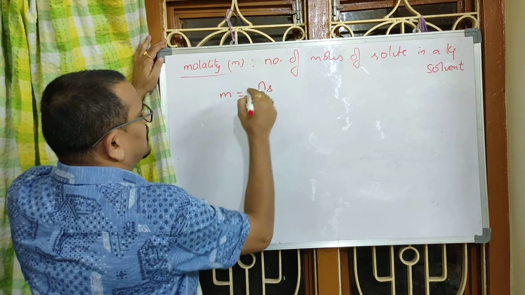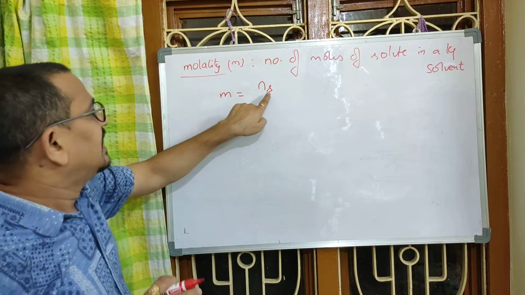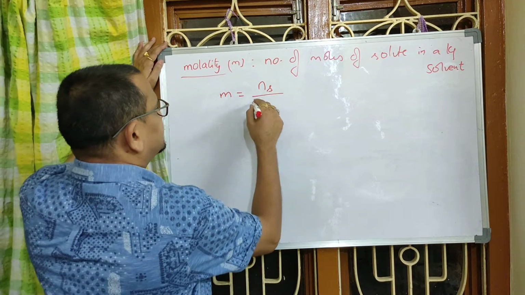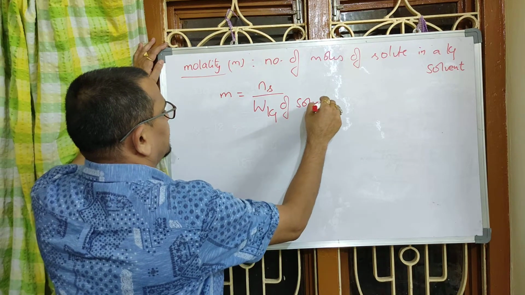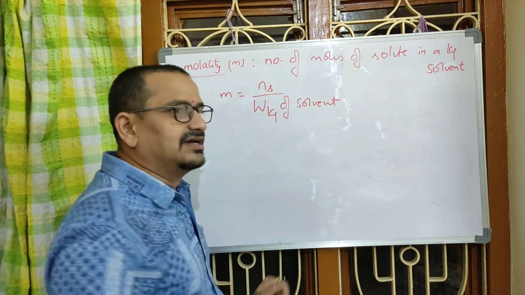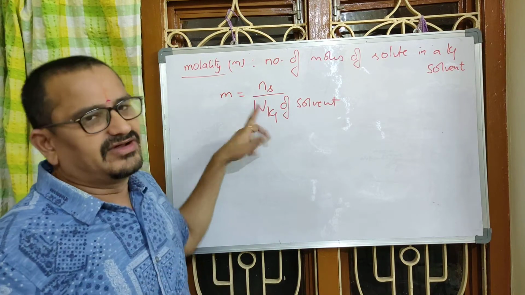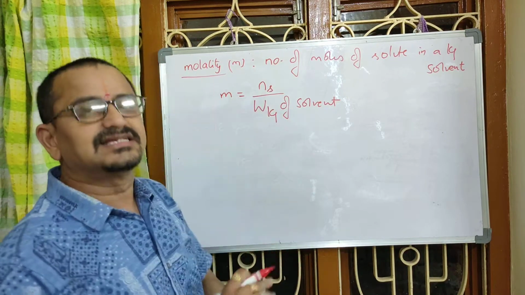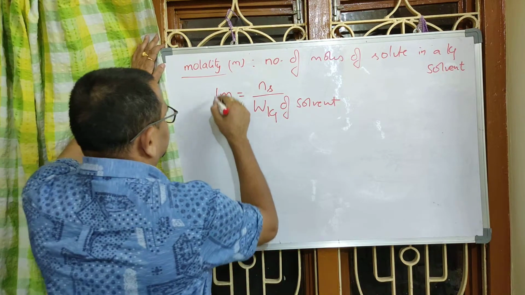number of moles of solute. You know the number of moles is represented with the symbol small n, and subscript small s stands for solute. Number of moles of solute present in a kg of solvent. Whatever the ratio, if you cancel, finally it will be per kg. That ratio we are expressing as molality. Understood?